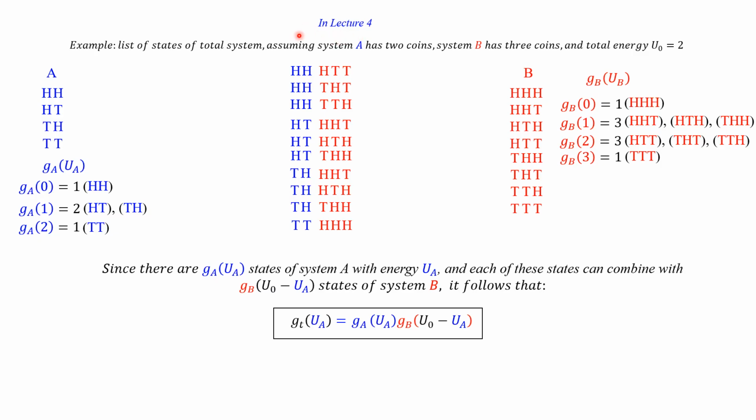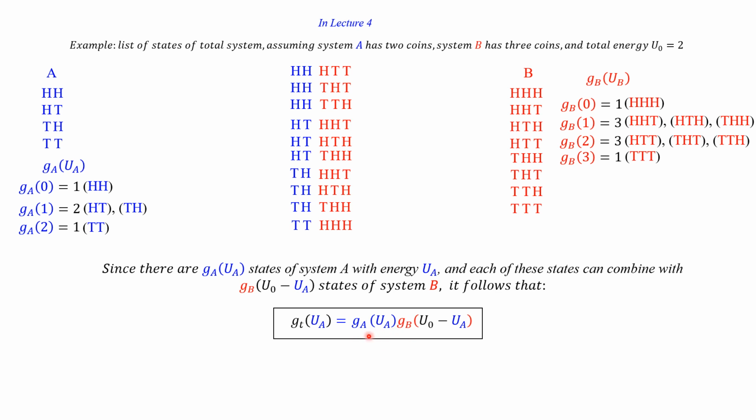So in Lecture 4, we looked at this example where we made a list of states of the total system, assuming that system A had 2 coins, system B had 3 coins, and that the total energy was U0 equal 2. And we also learned that the multiplicity of the total system was given by the product of the multiplicity of system A and the multiplicity of system B, and that the multiplicity of system A must be evaluated at the energy of system A, and the multiplicity of system B must be evaluated at the complementary energy.